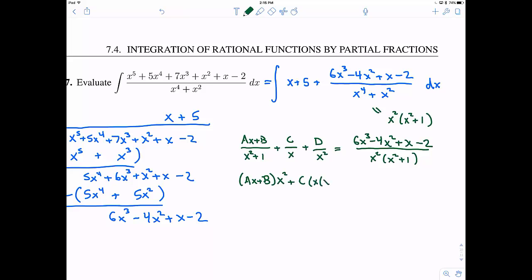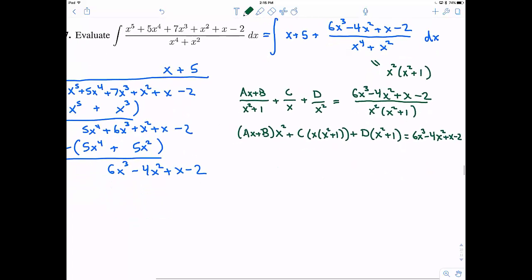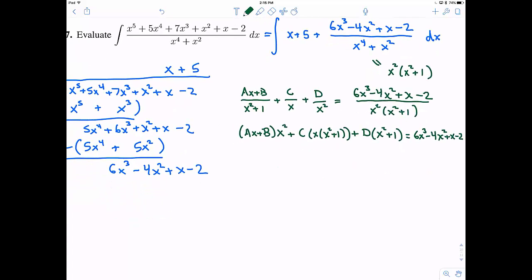My second term, not much cancels out, right? So I'll have the x times x squared plus 1. And then in my third term, the x squareds will cancel, so I'll have x squared plus 1 left over. And on the right-hand side, it stays the same. All right, now expand this all out and collect like terms.